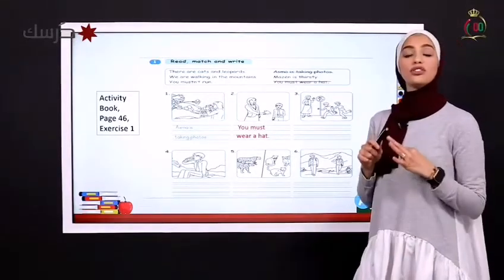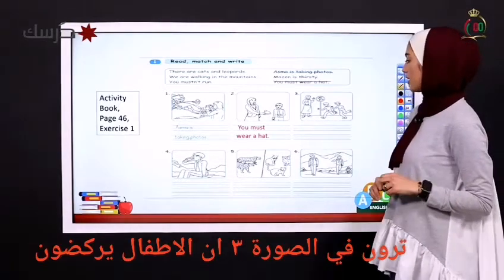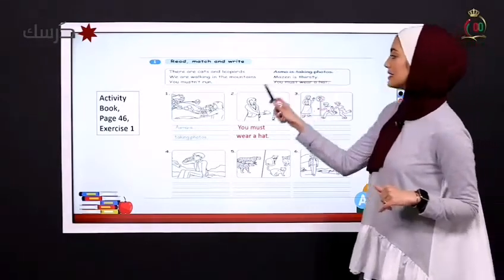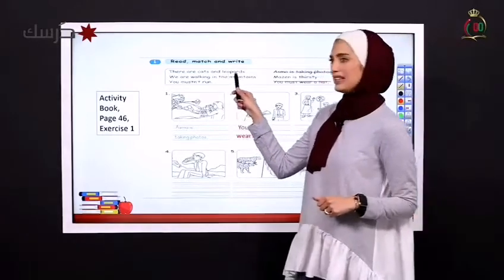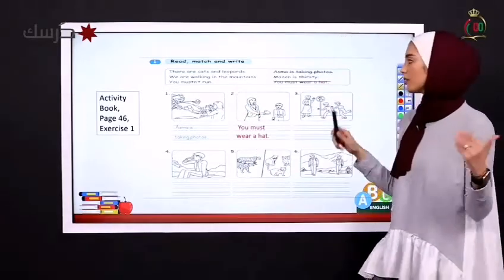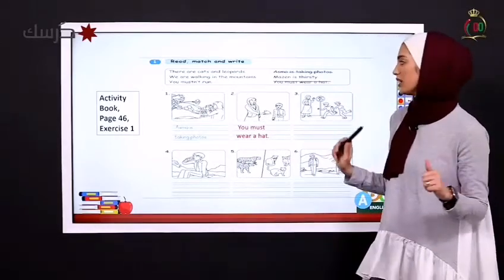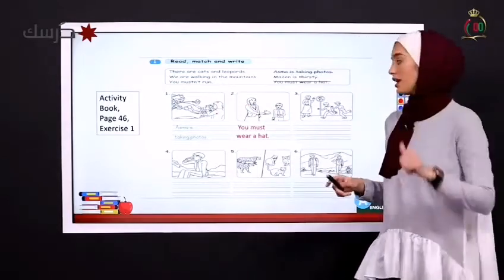Now let's move to the third picture. Here you can see the children that are running. Now let's see what sentence matches this picture. There are cats and leopards? No. We are walking in the mountains? No, they are running. You mustn't run. What do you think? Well done.